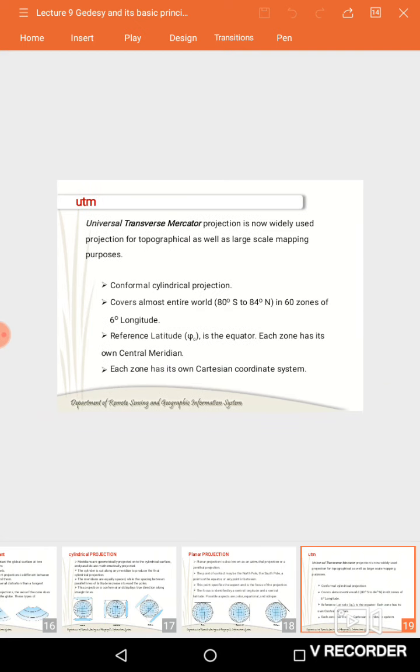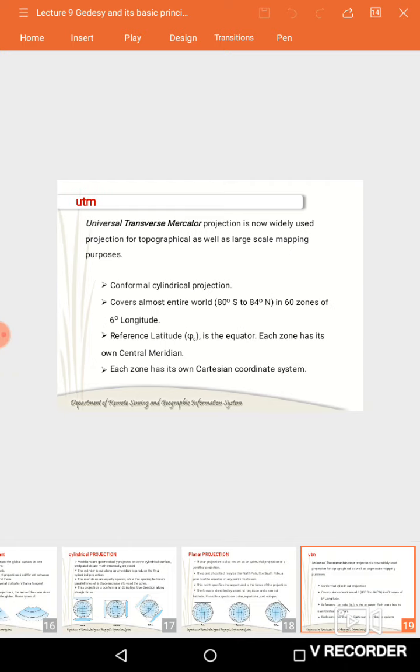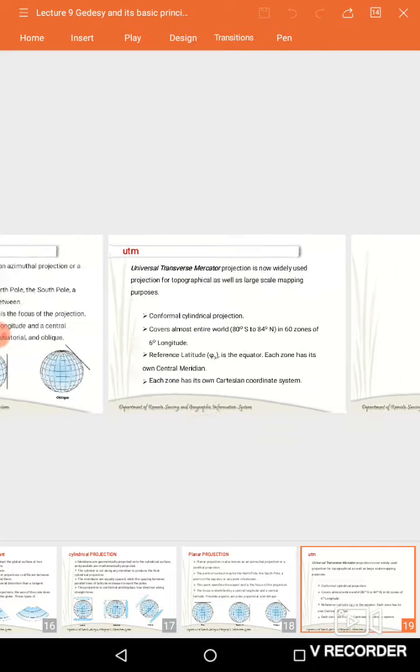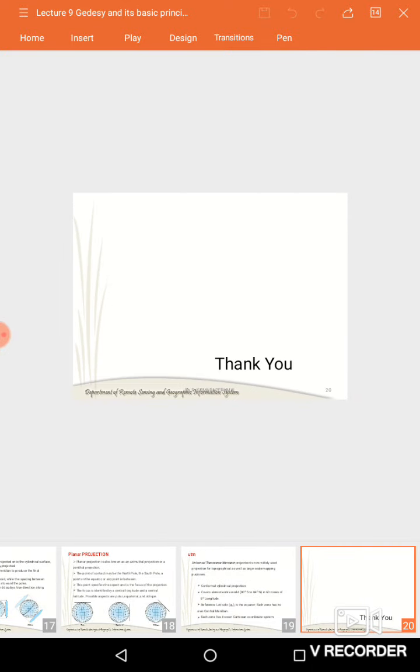And next we will see the Universal Transverse Mercator. It is also known as a conformal cylindrical projection. This is widely used for large-scale mapping purposes, and this system covers almost the entire world in 60 zones of 6-degree longitude, and each has its own central meridian and its own coordinate system, that is a Cartesian coordinate system. Okay, thank you.